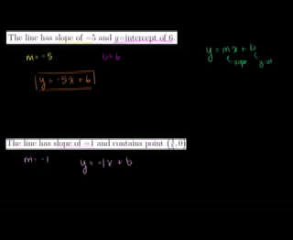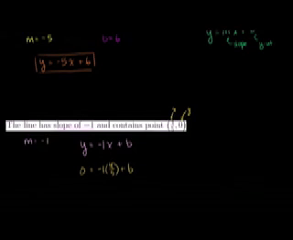Now, we can use this coordinate information, the fact that it contains this point, to solve for b. The fact that the line contains this point means that the value x is equal to 4/5, y is equal to 0 must satisfy this equation. So let's substitute those in. Y is equal to 0 when x is equal to 4/5. So 0 is equal to -1 times 4/5 plus b.